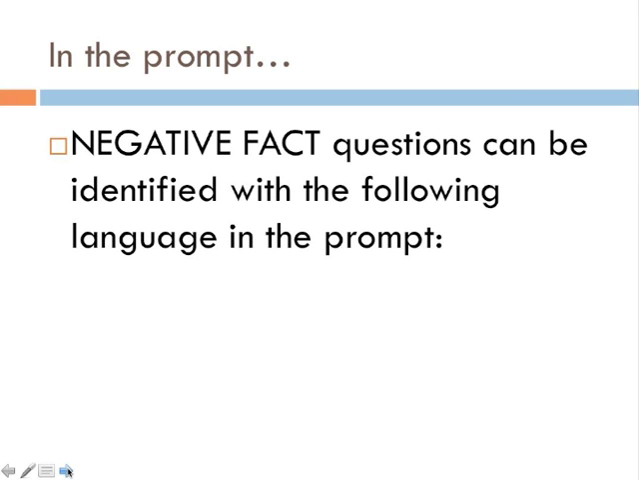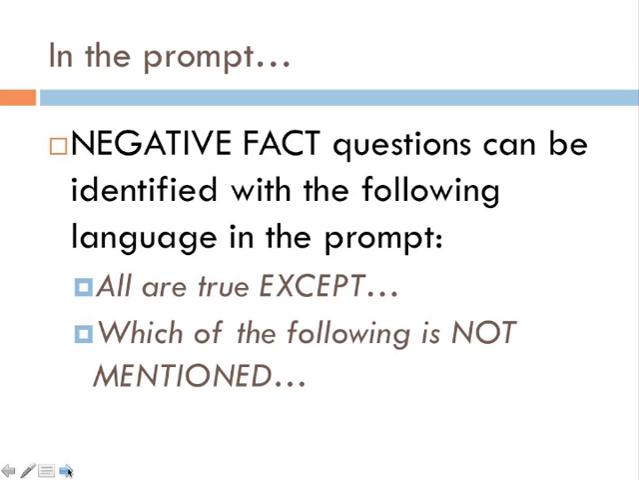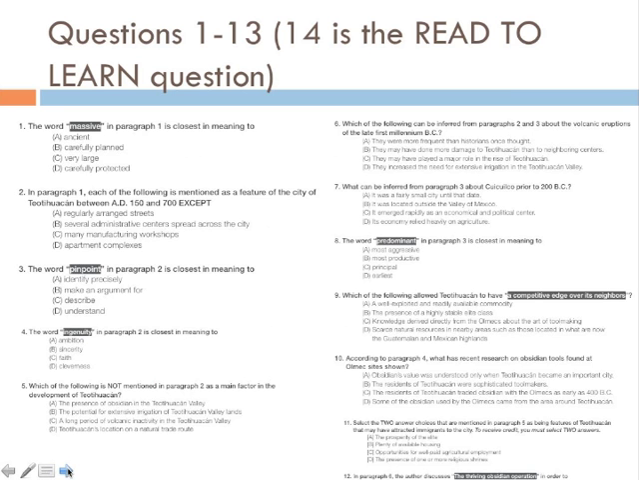Now, in the prompt, you can recognize negative fact questions with the following language. All are true except. Which of the following is not mentioned? So, looking at our answer choices again, which ones do you see talk about the fact that it's including all information except something, or that a particular answer choice is not mentioned?